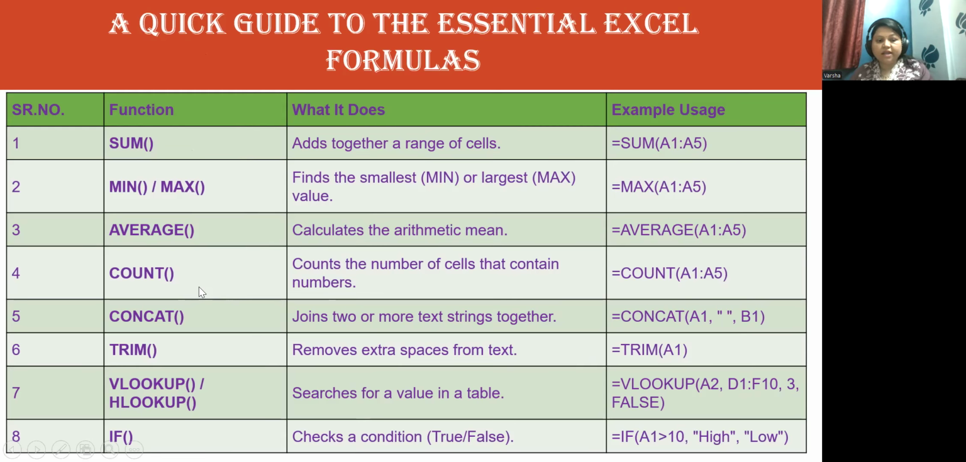Then the concatenate function joins two or more text strings together. The trim function removes extra spaces from the text, and these are the formulas or syntax utilized for this function. The VLOOKUP function searches for a value in a table. The IF function checks a condition, whether it is true or false. And we have seen the INDEX and MATCH functions as well. We have seen sort, filter, removing duplicates, and many more functions. And I hope from this session, all of you understood how to apply Microsoft Excel functions.